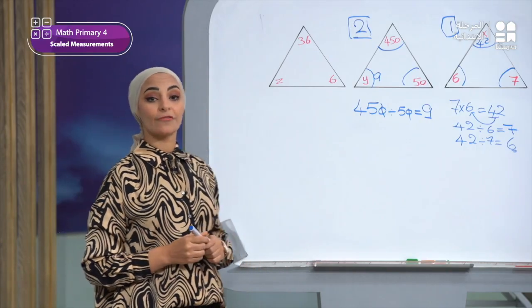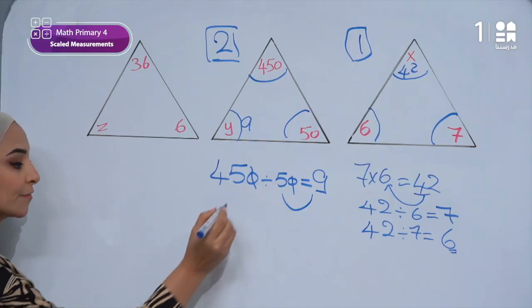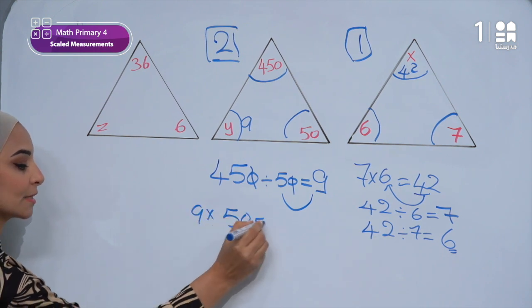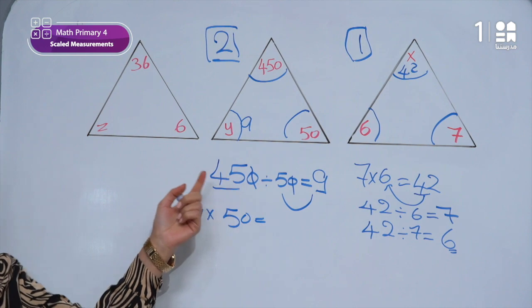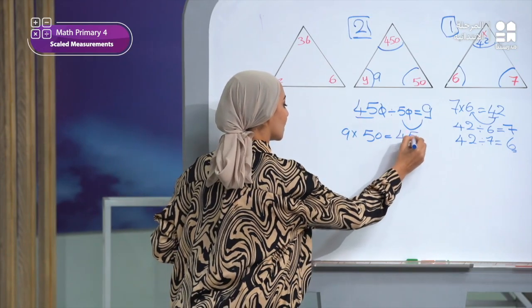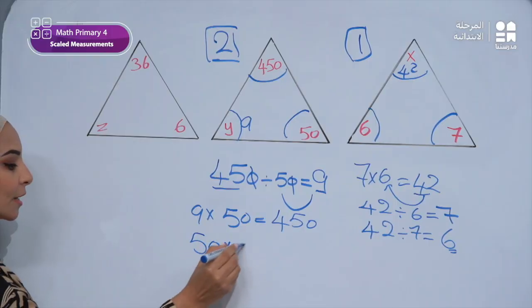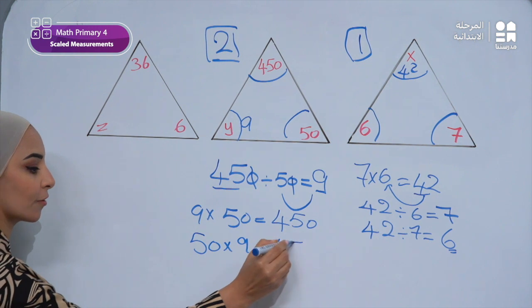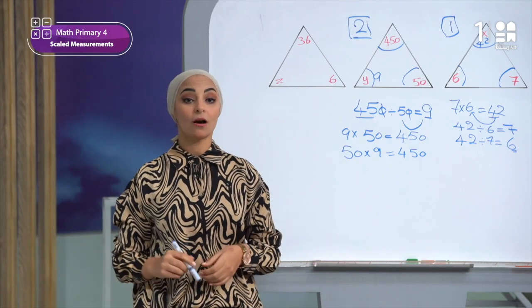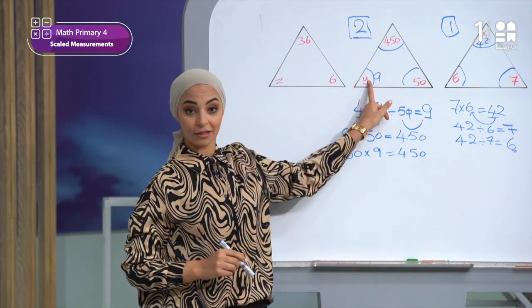Well, who can tell me if I multiply 9 times 50? If I do 9 times 50, what does it give me? 9 times 50 equals, yes, excellent. 9 times 50 gives me 450. Okay. Well, who can tell me if I multiply 50 times 9 the same, it will give me 450. So, the numbers in the triangle are what? Are 50, 450, and 9.